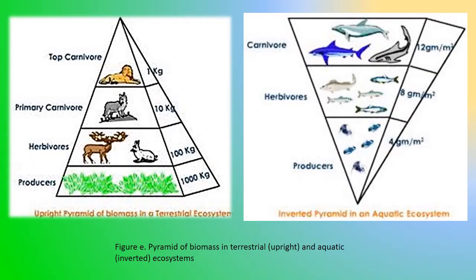Dear friends, here are two different examples of two different ecosystems of pyramids of biomass. For example, in the grassland, or we can say terrestrial ecosystem, there is a gradual decrease in biomass of organisms at successive levels from the producers to top carnivores, as it is depicted here.